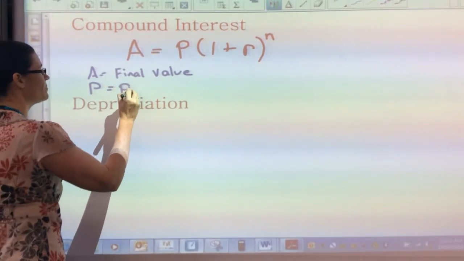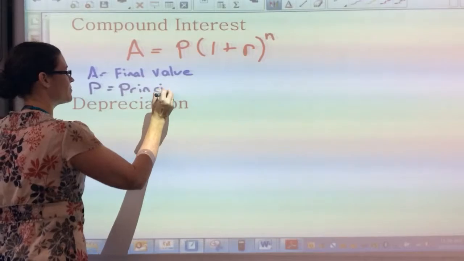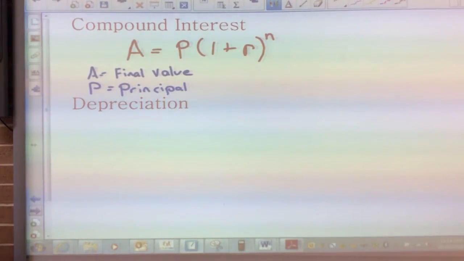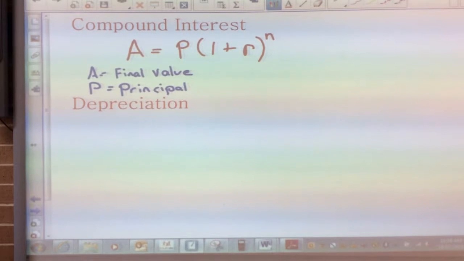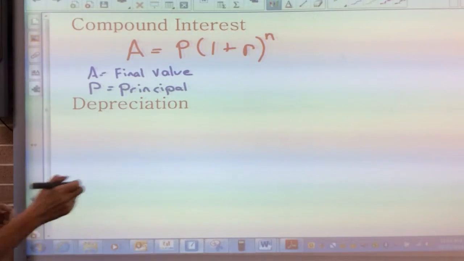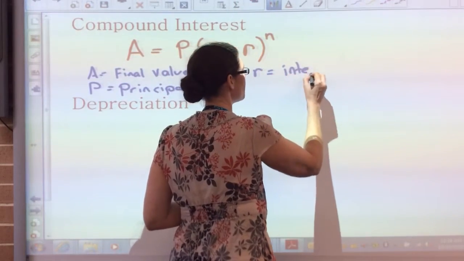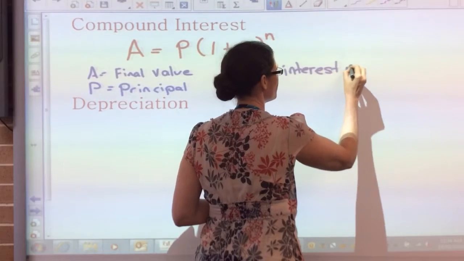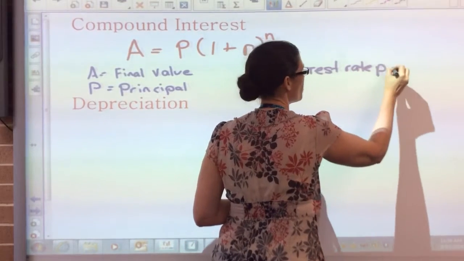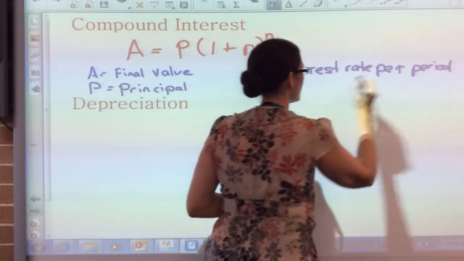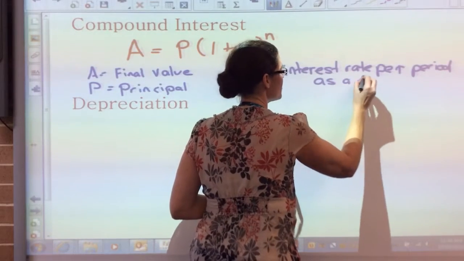P is the principal. Now the R and the N we've got to be really careful with. So far, R and N have always been years. It's going to get a bit trickier when it's not years. Okay, so R is the interest rate per period as a decimal.